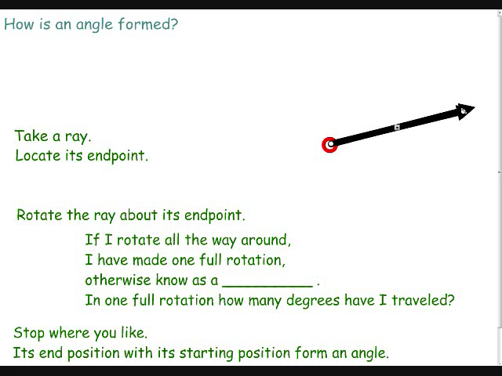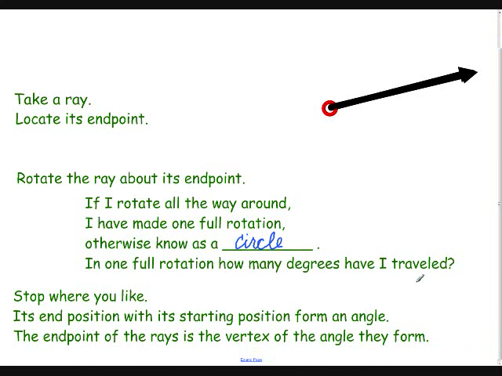If I rotate all the way around, what would you tell me? I've made one full rotation. One full rotation. Let's try it again. One full rotation. What would you call one full rotation? I'm listening. That's right. In one full rotation, how many degrees have I traveled? 180, somebody's saying? No. How many degrees have I traveled? 180 would take me halfway around the circle. In a full rotation, oh, okay, most of you were saying that, 360 degrees.